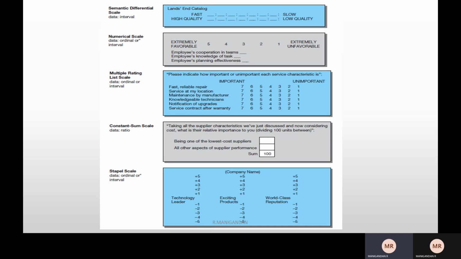And constant sum scale data, ratio. The ratio, I think, is very famous in foreign countries, because they are following those ratios. In India also it will be famous, but most of the researchers are not able to use it based on the research topics. So the topic will be finalized, and the staple scale data, ordinal or interval. These are used only in foreign countries. But based on the IT companies or company profile, you need to give that.